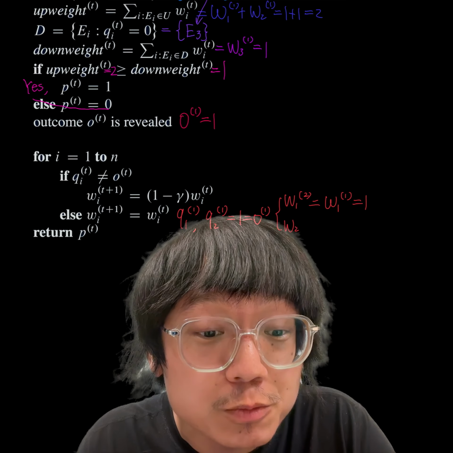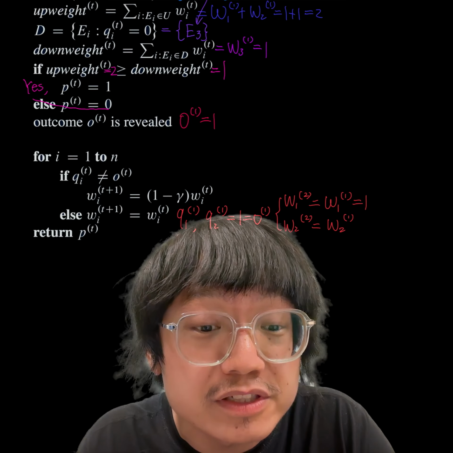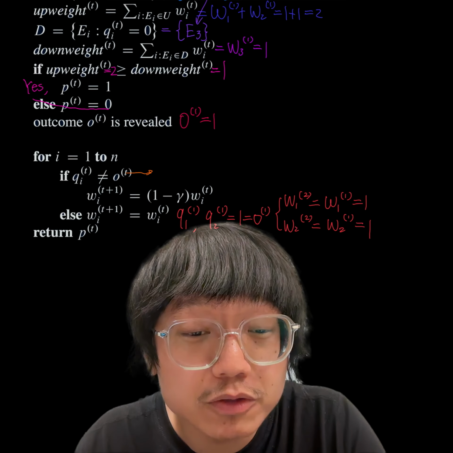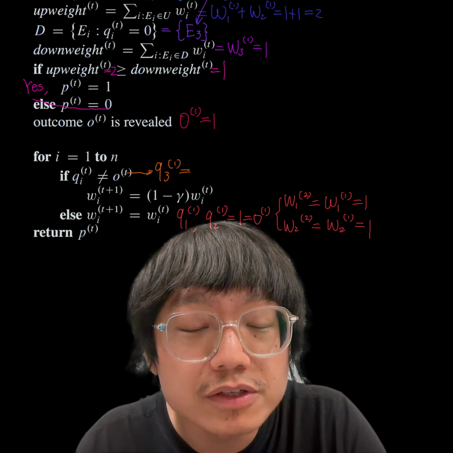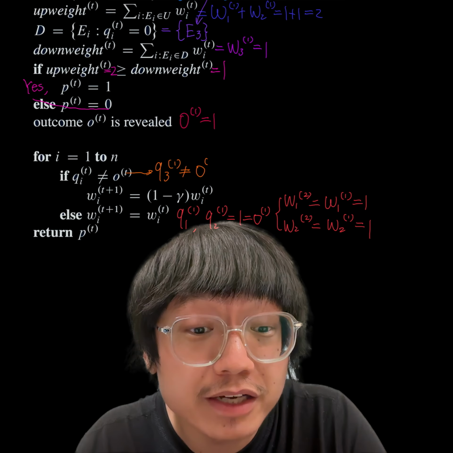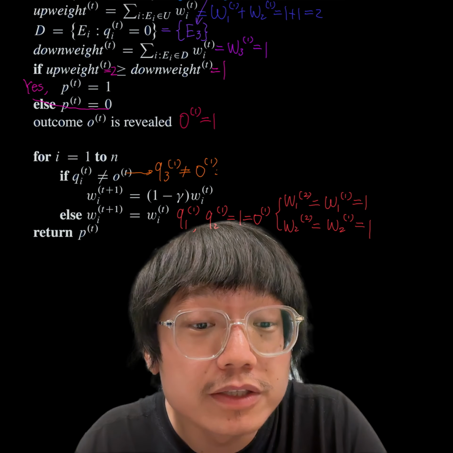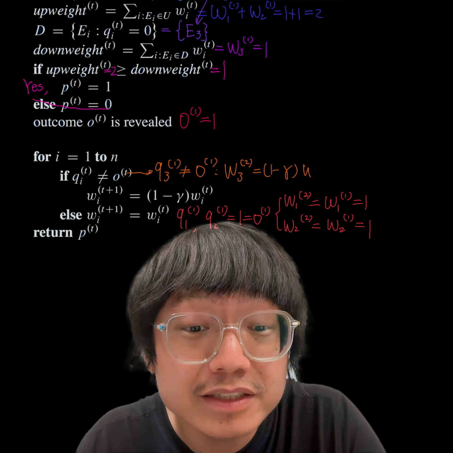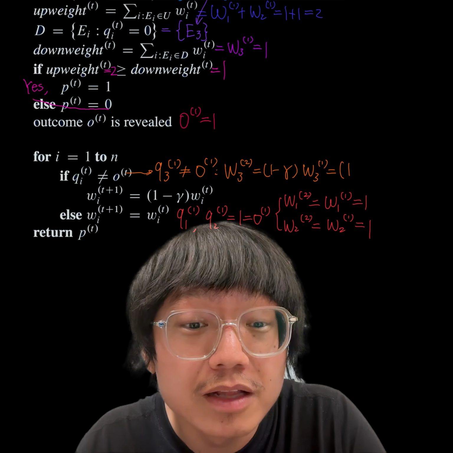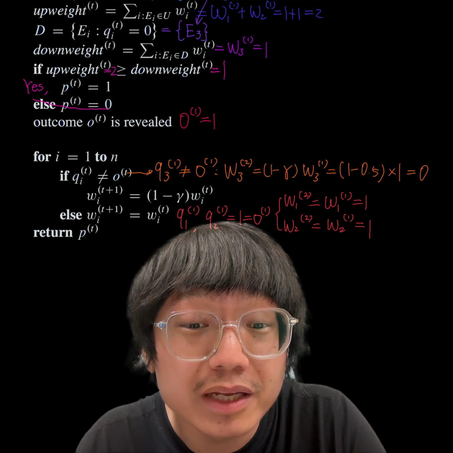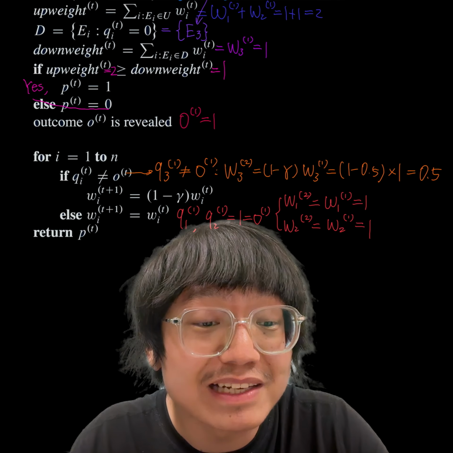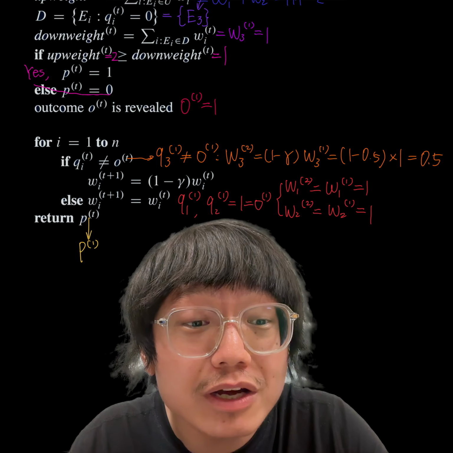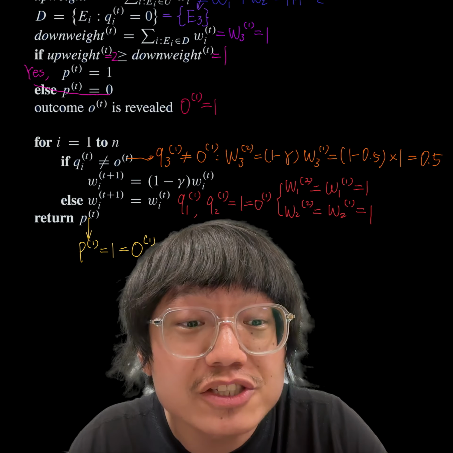So we can keep their weight at the second round, which is still 1. But the third expert's prediction on the first day is 0, which is not equal to the actual outcome, which is 1, so it is incorrect. So we have to punish it. We apply a penalty to decrease the weight of the third expert at the second round. We multiply the third expert's weight at the first round by 1 minus gamma, which is equal to 0.5. Finally, we return our algorithm's prediction on the first day, which is 1, equal to the actual outcome, which is also 1. So this prediction is correct.